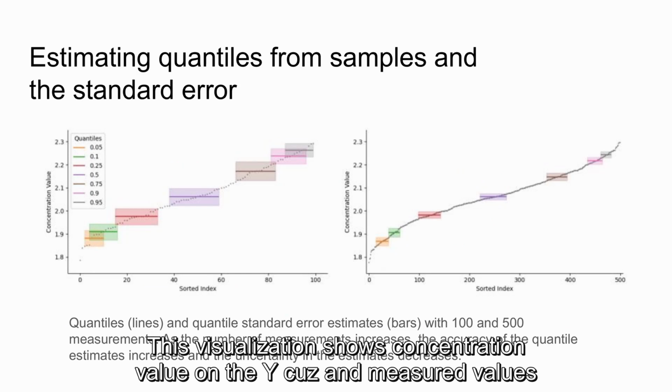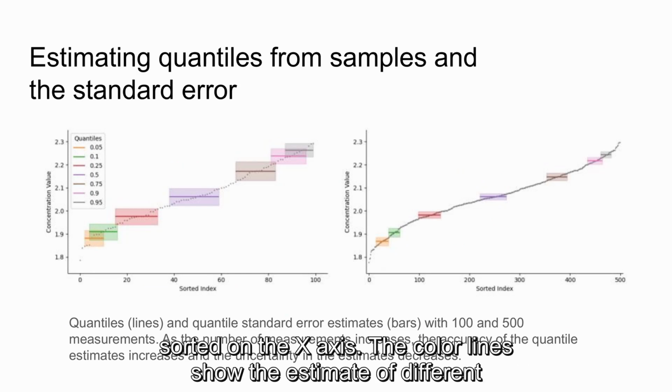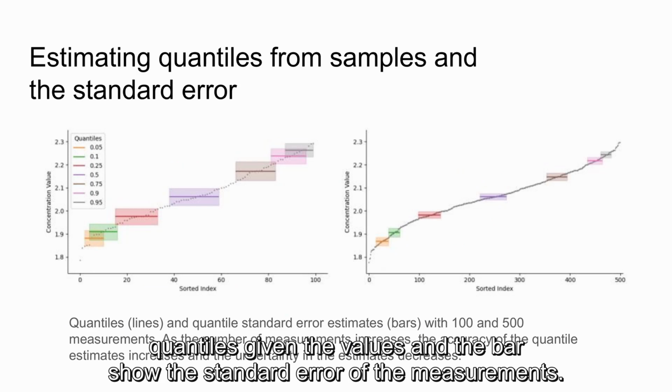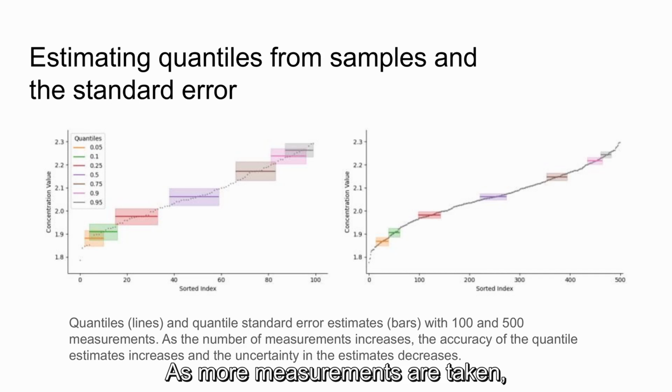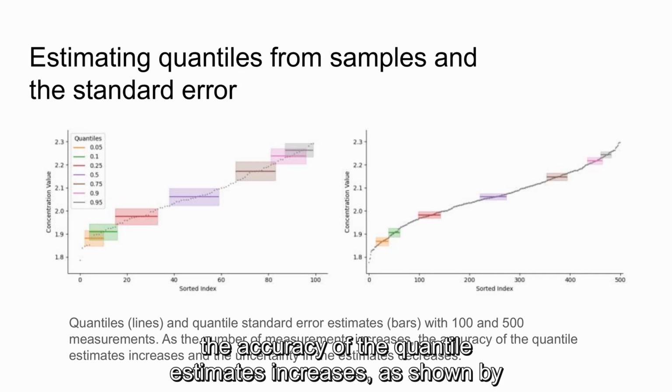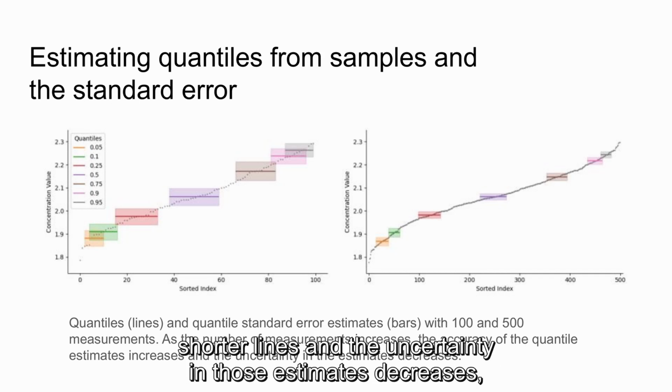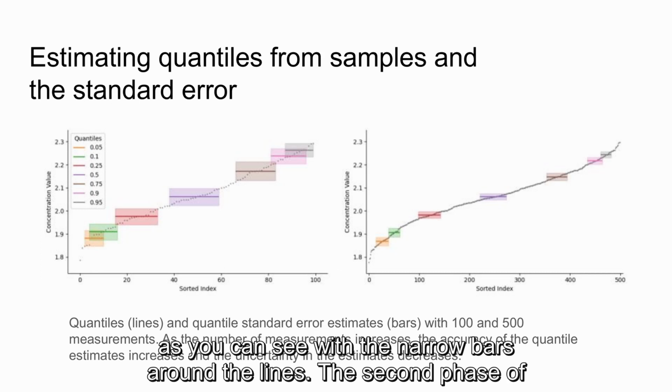This visualization shows concentration value on the y-axis and measured values sorted on the x-axis. The colored lines show the estimate of different quantiles given the values, and the bars show the standard error of the measurements. As more measurements are taken, the accuracy of the quantile estimates increases, as shown by shorter lines, and the uncertainty in those estimates decreases, as you can see with narrow bars around the lines.